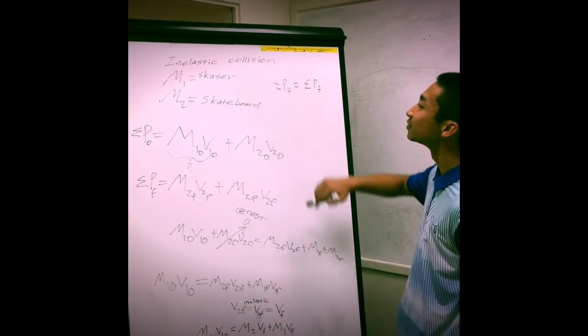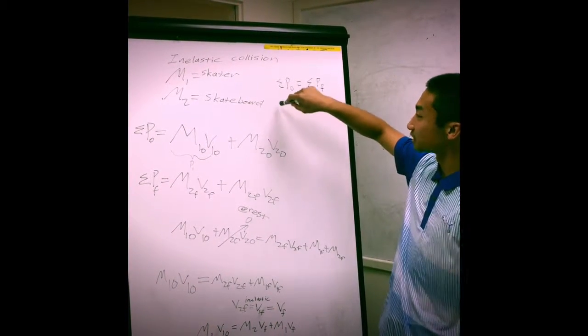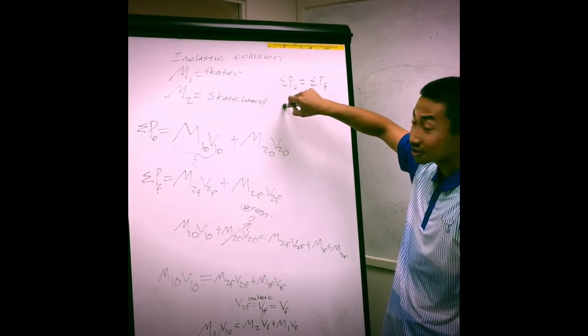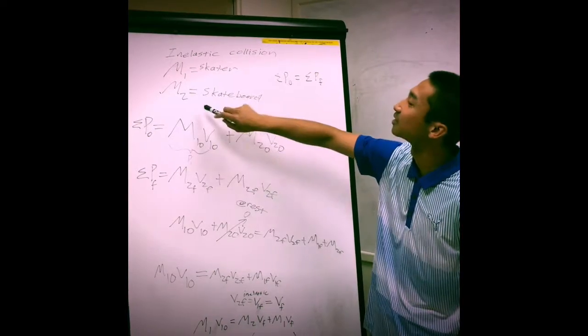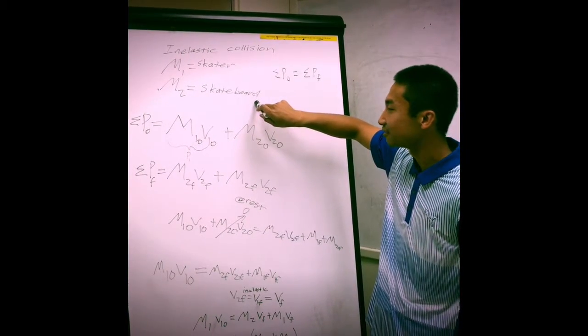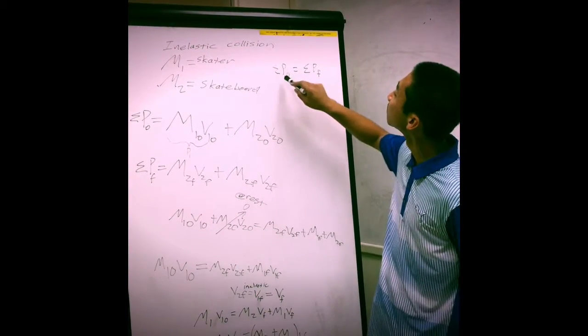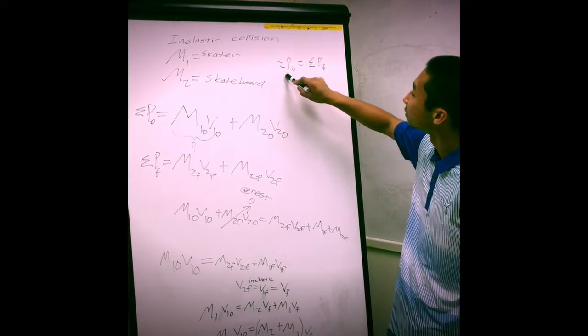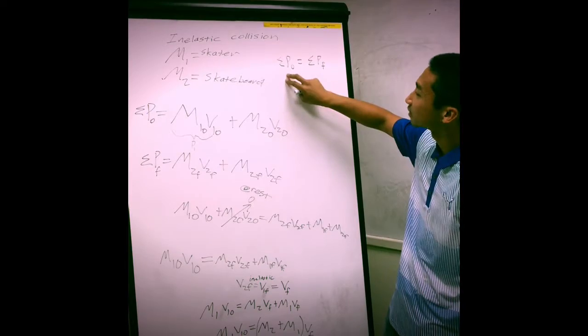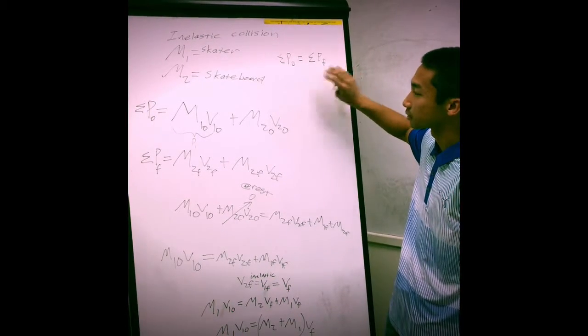Alright, so in this first case, this is an example of an inelastic collision. The first mass we're going to indicate as the skater himself. The second mass we're going to indicate as the skateboard itself. So we know that momentum is always conserved, so that being said, the sum of the momentums at the beginning equals the sum of the momentums in the end.